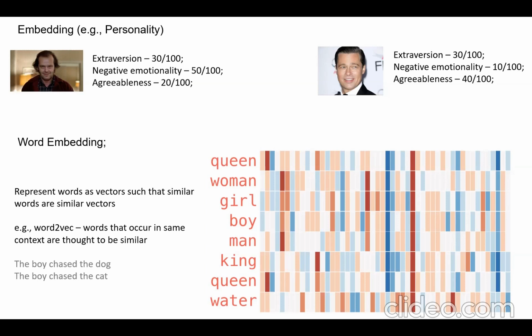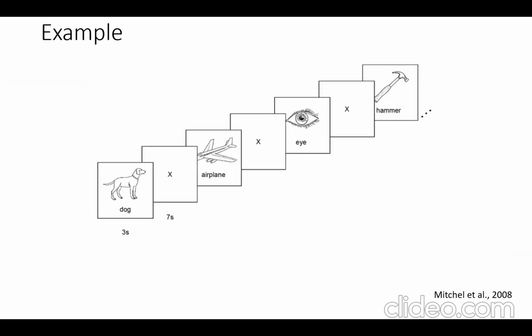And that has been done by some researchers, but one of the most prominent examples was done with a slightly simpler semantic embedding that I'll just explain now. Their experiment was effectively something that we have seen multiple times. People were presented with line drawings and then a word. So they see the picture of a dog and then the word dog, then airplane, then eye, and then hammer.